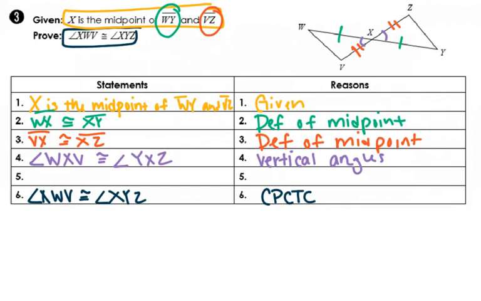And then I actually have said enough that I can prove that the triangles are congruent because I have a side, an angle in between, and a side. So I can use side, angle, side. And then I just need to make a congruent statement. So I'm going to say triangle WXV is congruent to triangle YXZ. And once again, statement number 5 can be different as long as it's corresponding.